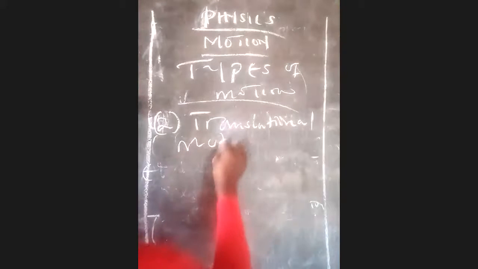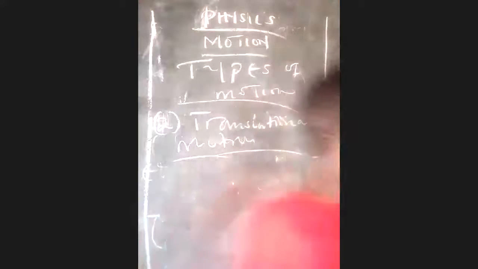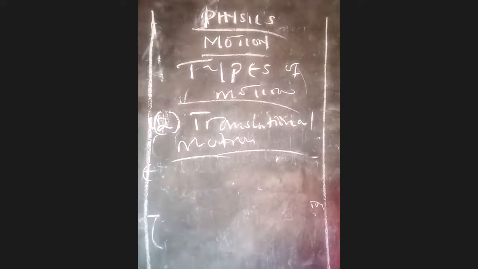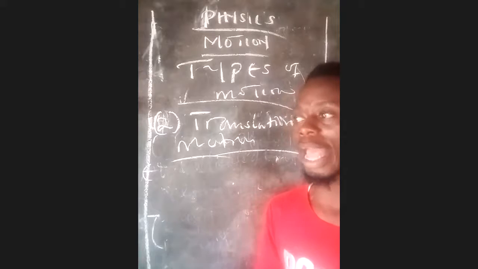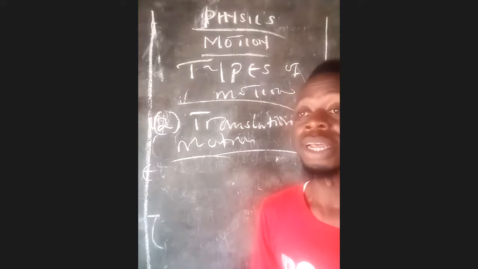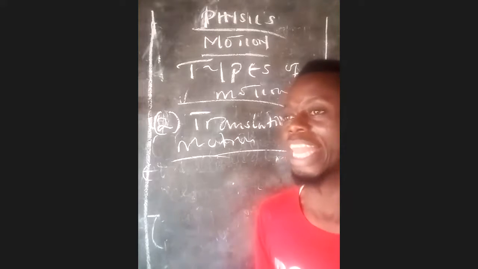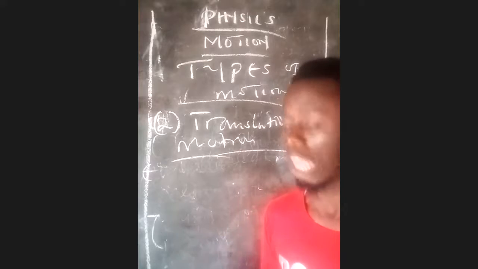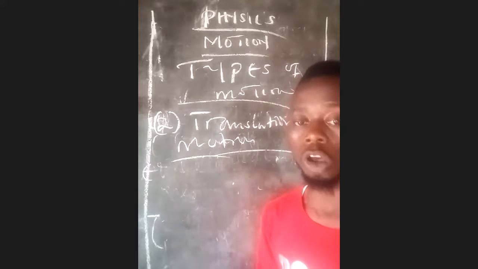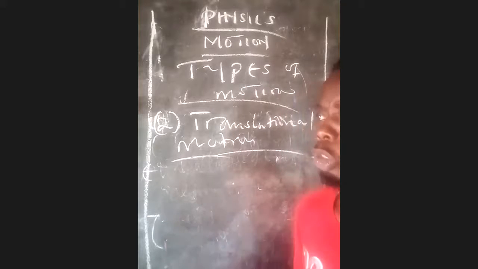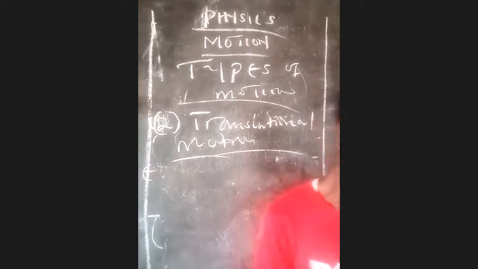Don't forget we are dealing with motion, and motion is the change of position of a body with time. Under motion, we are talking about the types of motion. Do not forget that I said motion can exist in solid, liquid, and gaseous states. We have talked about random motion, and now we are moving to translational motion.